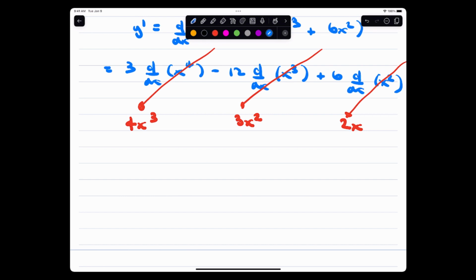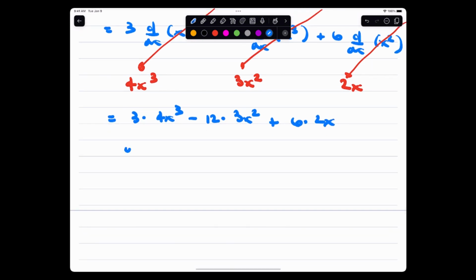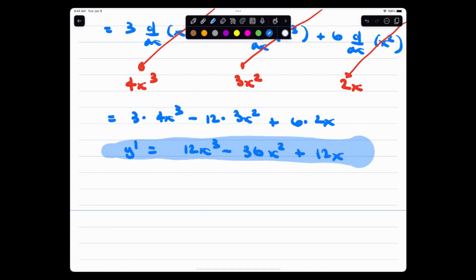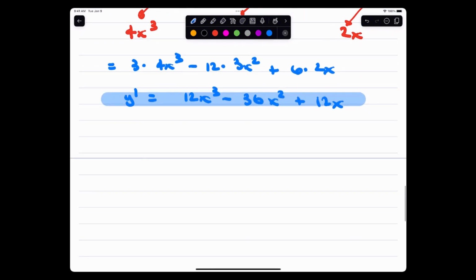So don't forget, this is going to be 3 times 4x cubed minus 12 times 3x squared plus 6 times 2x. So that first derivative becomes 12x cubed minus 36x squared plus 12x. So this is not the second derivative. This is your what? First derivative. So, okay, they want us to get the second derivative. Second derivative is when we differentiate the first.